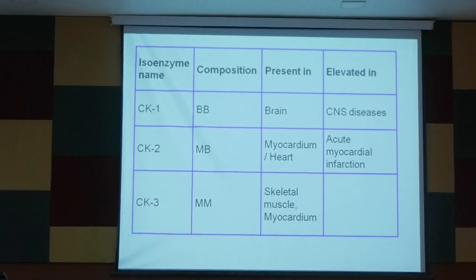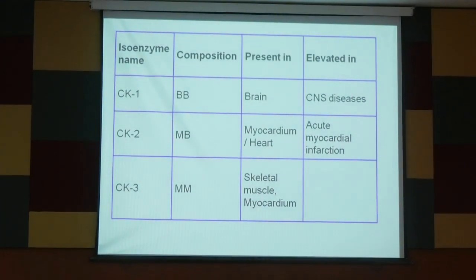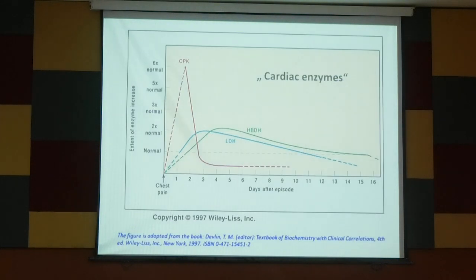The rest of the things are very easy. Any term you can remember, memorize and vomit it properly. What is this? This graph is important. You need to remember. This is a graph of cardiac enzymes.